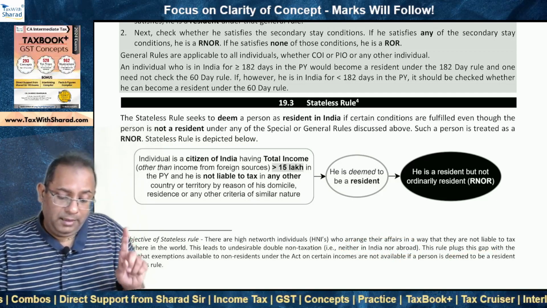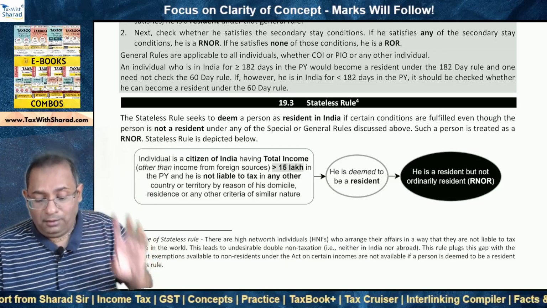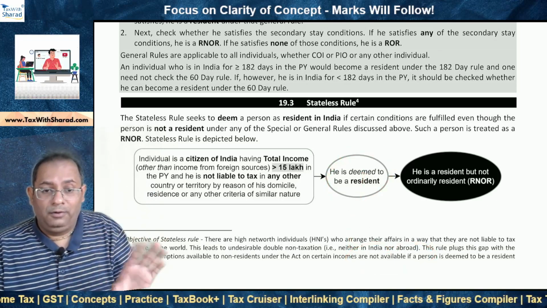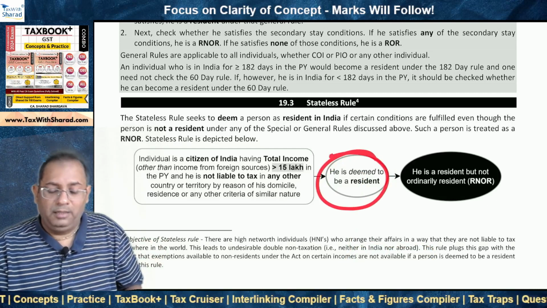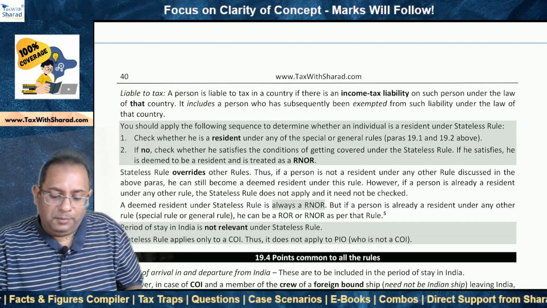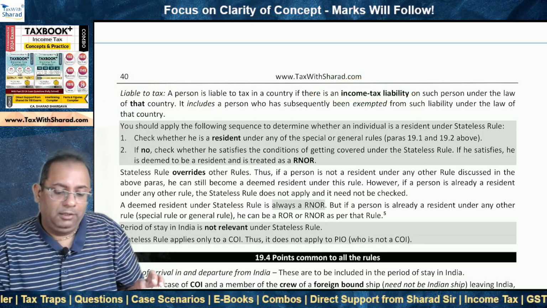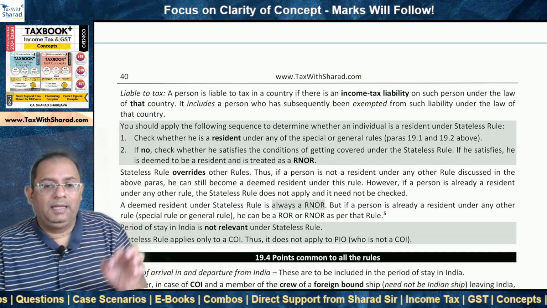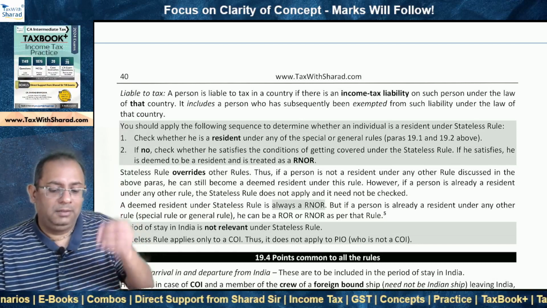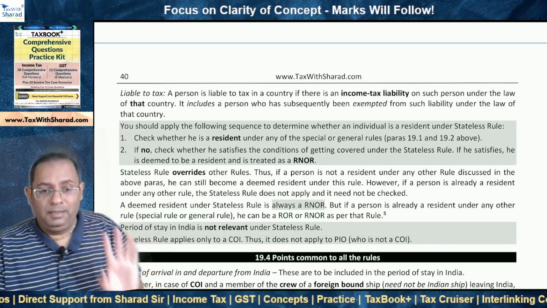Okay, with the result that exemptions available to non-residents under the Act on certain incomes are not available to such a person because the person will not be treated as a non-resident now because the person will now be deemed to be a resident and a RNOR. Now what is liable to tax? A person is liable to tax in a country if there is an income tax liability on such person under the laws of that country. So if the person is liable to income tax, if there is an income tax liability, if the person is required to pay income tax, the person is said to be liable to tax. If the person is liable to tax, the stateless rule will not apply.